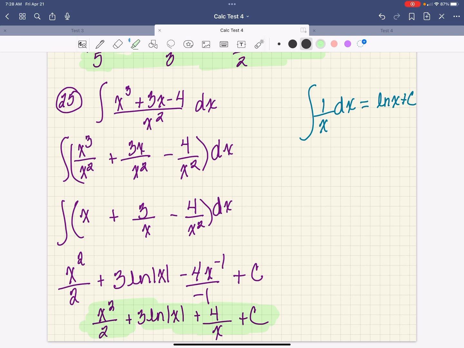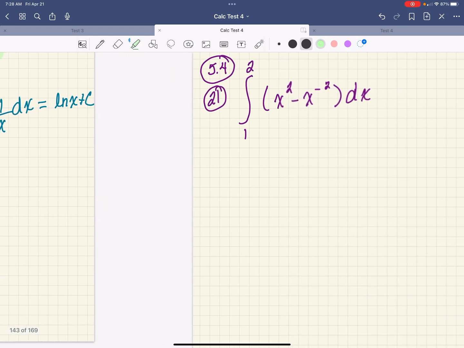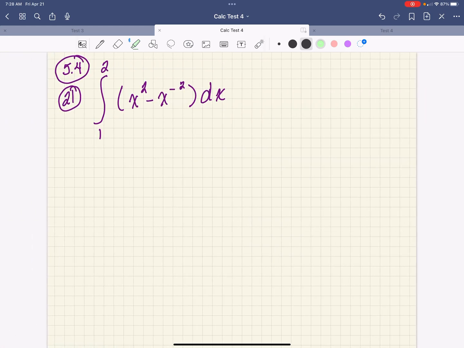Okay, and now we are going to move to section 4.4. Okay, so now we have a definite integral, and what that means is that we don't have to have our plus c, and we have to do some evaluation. So first thing that we're going to do, there's no rewrite or anything that we need to do. We're just going to find the antiderivative of this. So I'm going to have x to the third over 3 minus x to the negative 1 over negative 1.